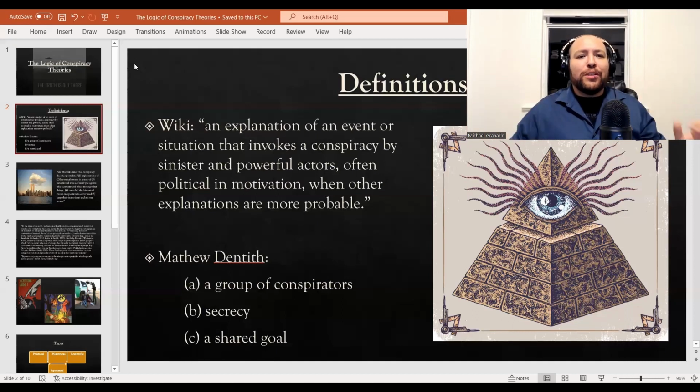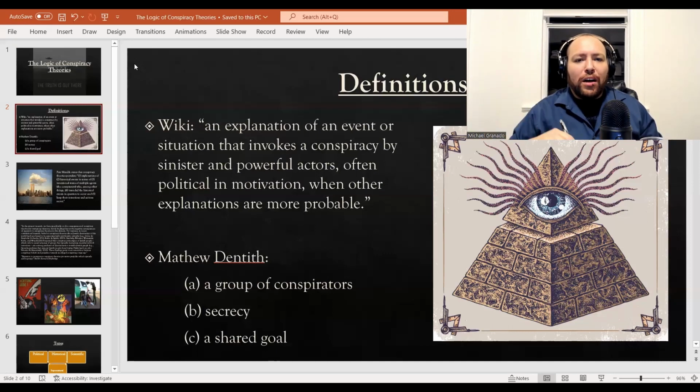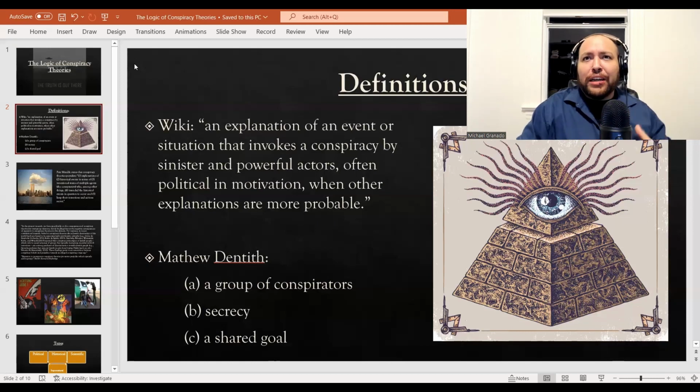So it invokes a conspiracy by sinister and powerful actors, often political in motivation. So they want to accomplish some sort of political end when other explanations are more probable. And this is why I like the Wikipedia definition here, because as we'll see a little bit later on, one of the hallmarks of conspiracy theories is that they provide an explanation for things that already have an explanation or that don't need an explanation. But we'll come back to that point.